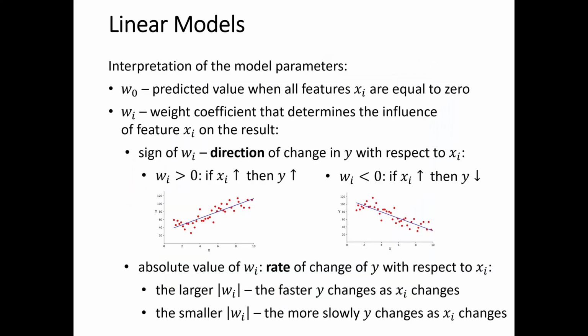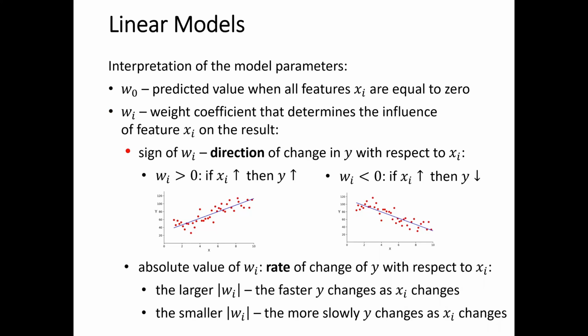Let's look at the model parameters from the perspective of interpretation. As we've already seen, W sub 0 is the model output when all features x sub i are equal to 0. You can think of it as the default predicted value. W sub i is the weight coefficient that determines the influence of feature x sub i on the result. There are two important things to keep in mind.